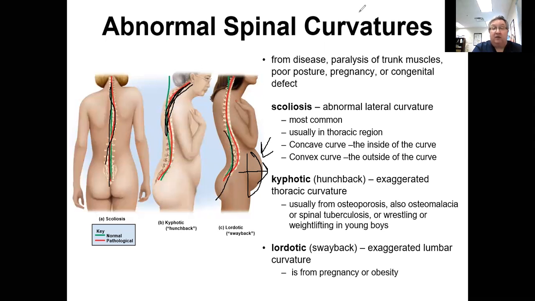So please know the difference between a scoliosis, a kyphosis, and a lordotic curve. I need you to know the difference and the definitions of each of those.